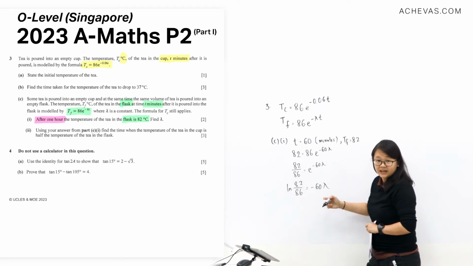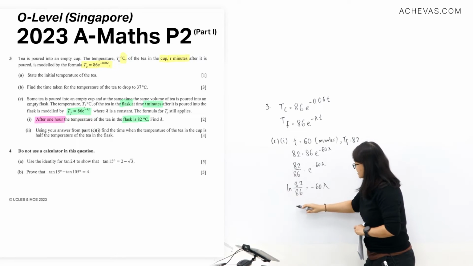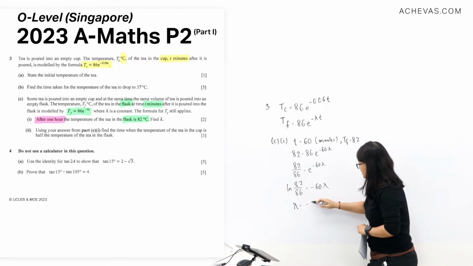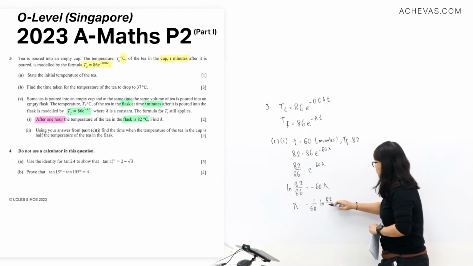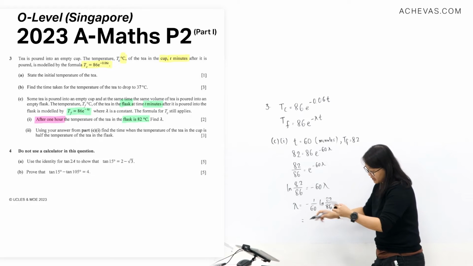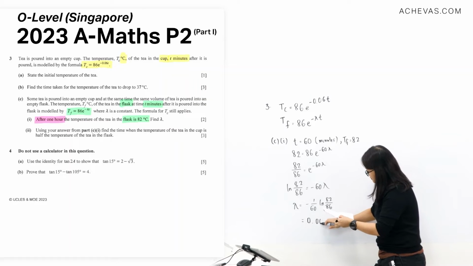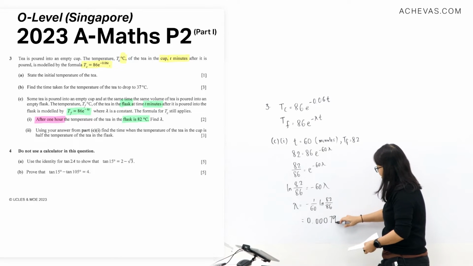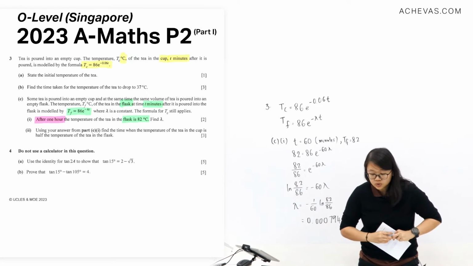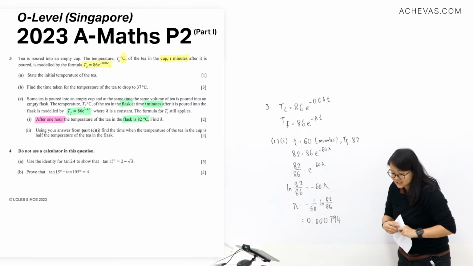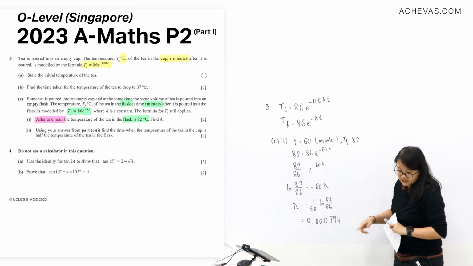And the next step, divide negative 60 both sides. So lambda will be equal to negative 1 over 60 of ln 82 over 86. Let me click my calculator. We will be getting 0.000794. That's for C1.